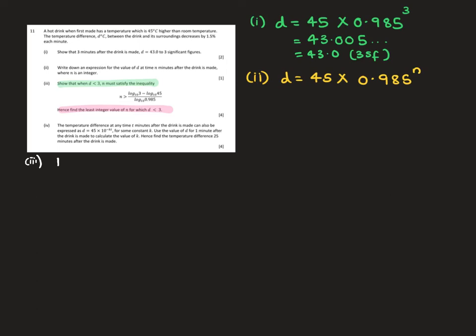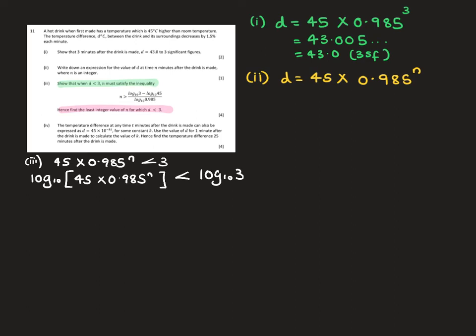D is less than 3, which tells me that 45 times 0.985 to the power n is less than 3. So what am I going to do with this? Well, first of all I'm going to take logarithms of both sides, and you can see in the answer to the question log 10 has been used. So log to the base 10 of 45 times 0.985 to the power n is less than log to the base 10 of 3. You can already see we've got elements of the final answer incorporated here.